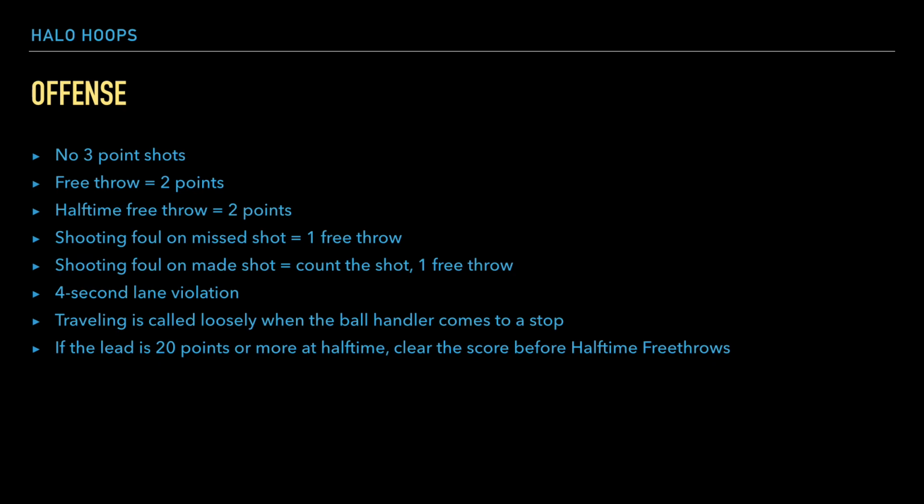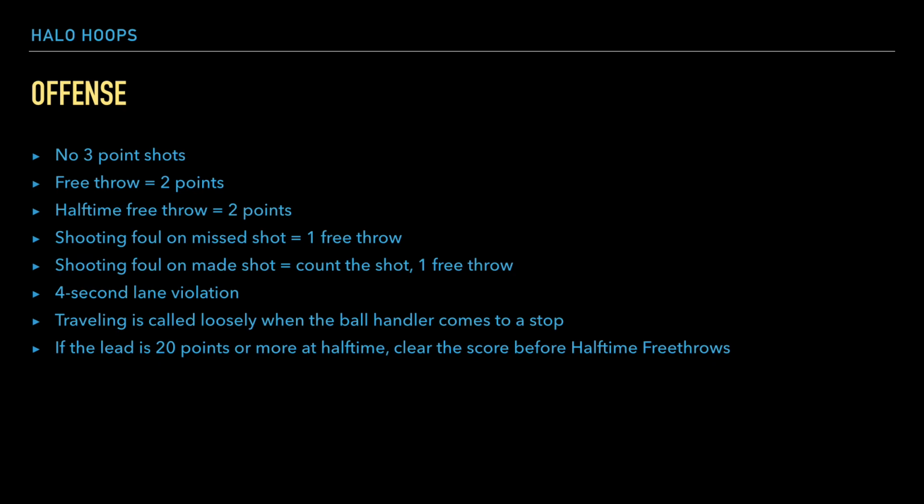Here are the offensive rules for the 8 and 9-year-old division. No three-point shots are awarded, so players are encouraged to shoot closer to the basket. At halftime, each player gets to shoot one free throw worth 2 points. If made, those points are added to the score before the second half is played.